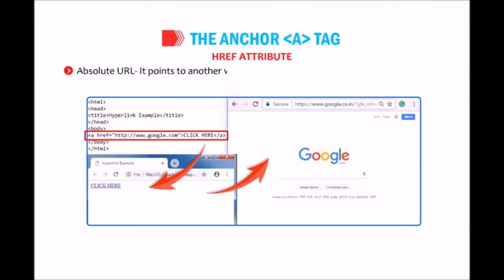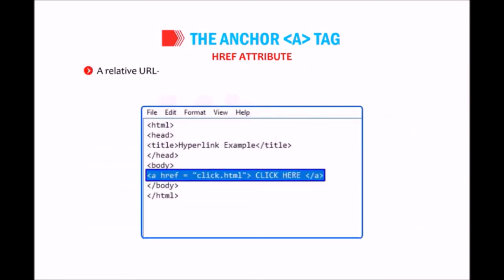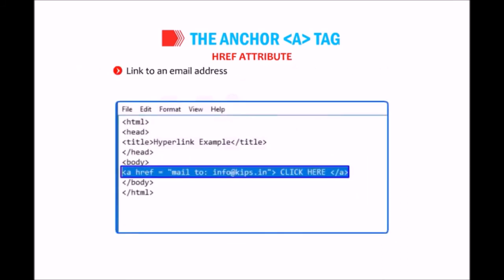It points to another website like <a href="http://www.google.com/">. A relative URL points to a file within a website like <a href="click.html">. Link to an email address like <a href="mailto:info@kips.in">.